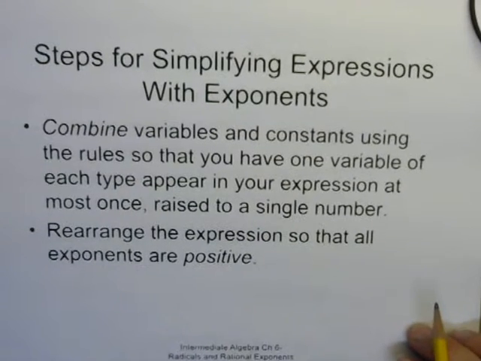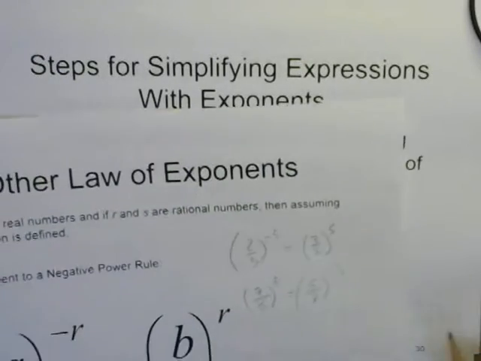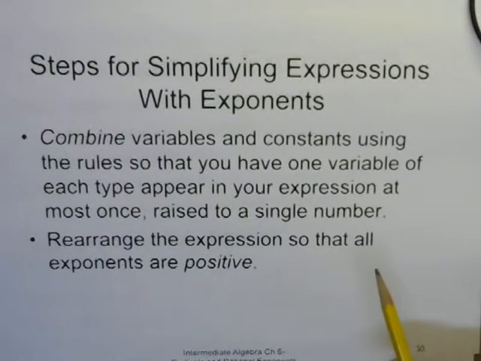So as far as simplifying expressions with exponents, let's say you wanted to simplify something like this or more complicated, how do you do that? What are the steps? Overall, the steps are to combine the variables and constants using the rules we just talked about, so that you have one variable of each type appear in your expression at most once, and it's raised to a single number.